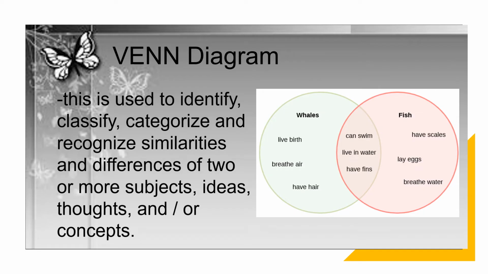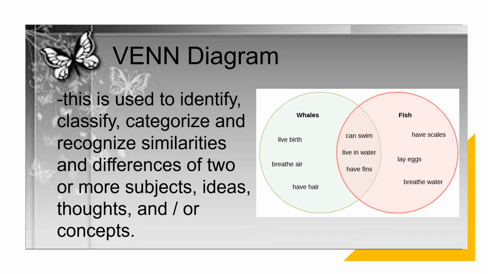So the overlapping portion should be the portion where to write the similarities. However, on the outer portions of these two circles that overlap, this is the place where we are going to write their differences. Now, let us take a look with the given example. So we have here whales and fish. So we are about to compare the similarities and differences of a whale and a fish.